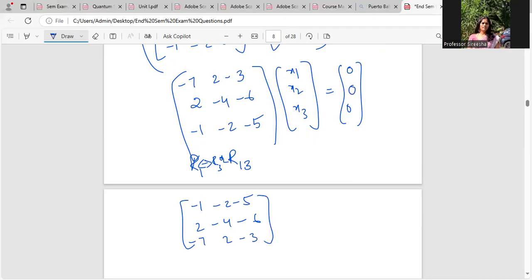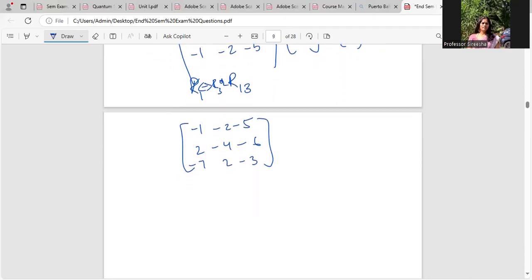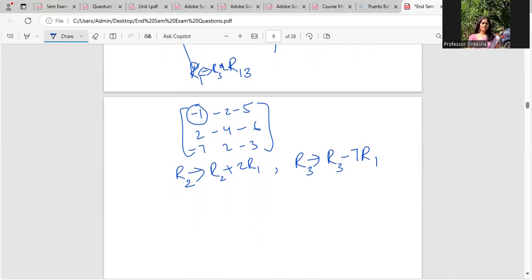Okay. How do I find the rank? Minus 1 is the pivot, or 1 is the pivot, whatever. Below the pivot, I should have zeros. So R2 would be what? R2 plus 2R1. And R3 would be what? R3 minus 7R1. Because both of them have the same sign, I'll be using minus. Okay.